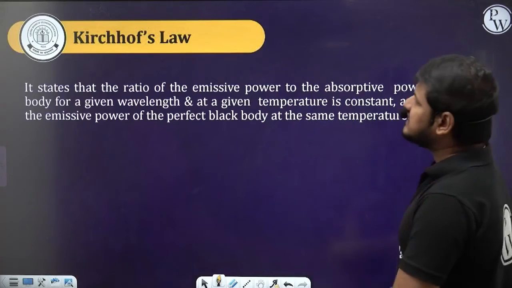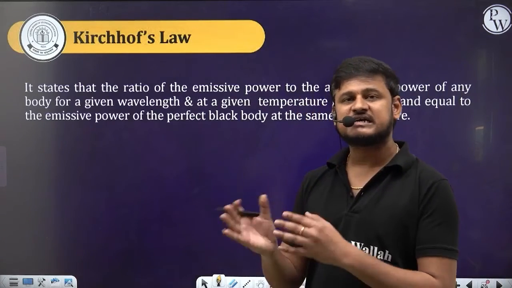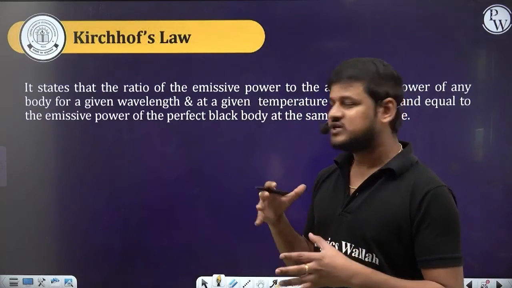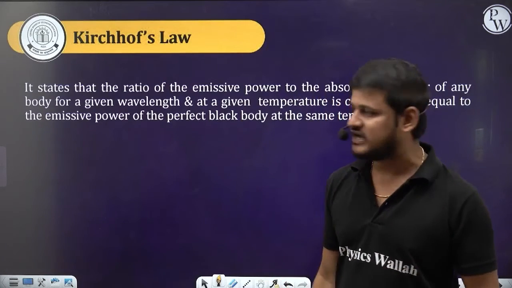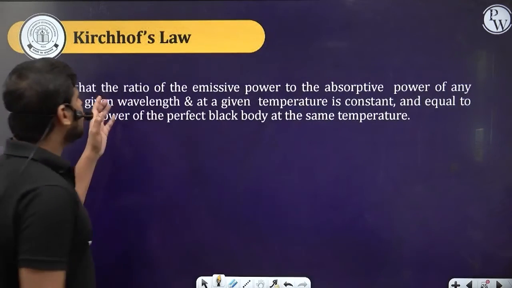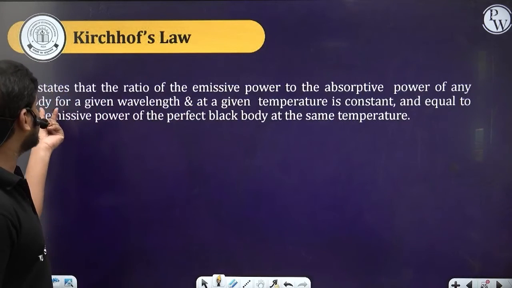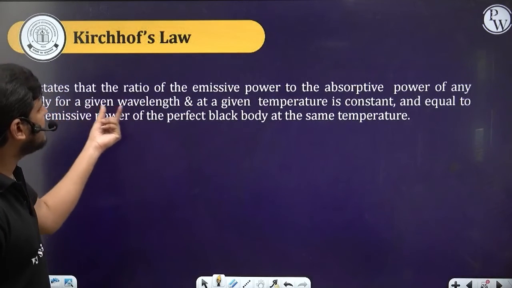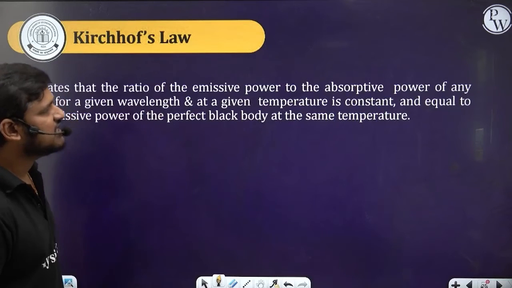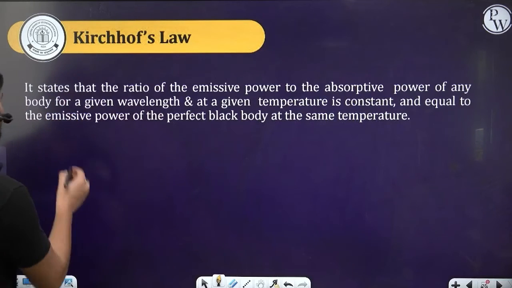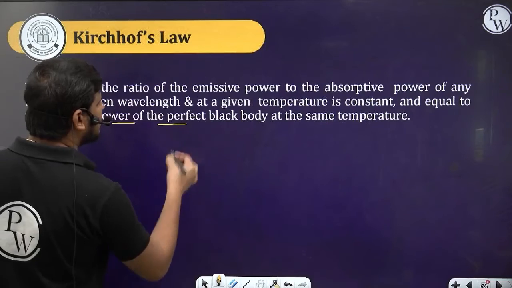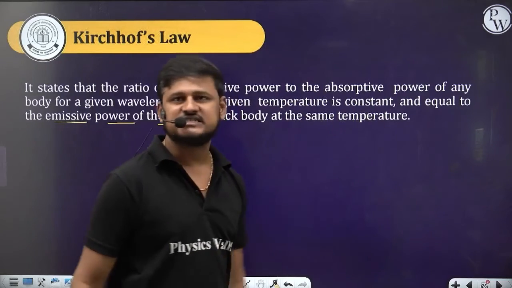So then Kirchhoff's laws. It's not the KCL and KVL part. It's Kirchhoff's law of heat. It states that the ratio of emissive power to the absorptive power for a given body, for a given wavelength at a given temperature, is going to be constant and is equal to the emissive power of a perfectly black body at the same temperature.